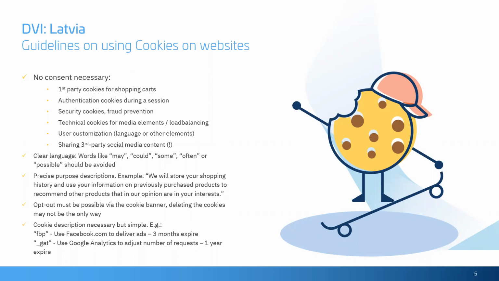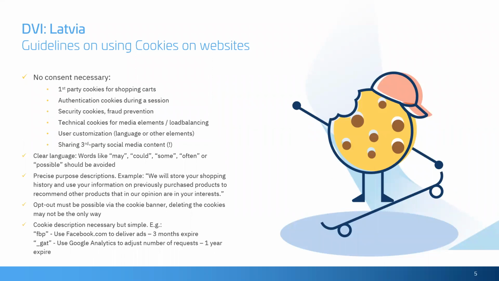Again, opt-out must be possible via the banner. So it's not sufficient to just point the user to a page where it's explained how you can delete cookies in order to reject, or to reset your settings. If I can accept in the cookie banner, then there must also be a way to reject or refuse.